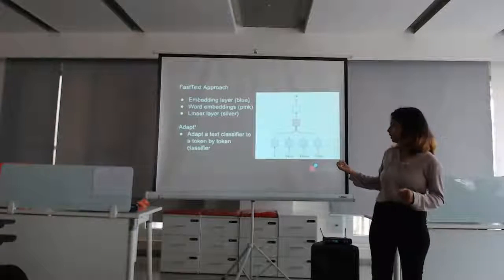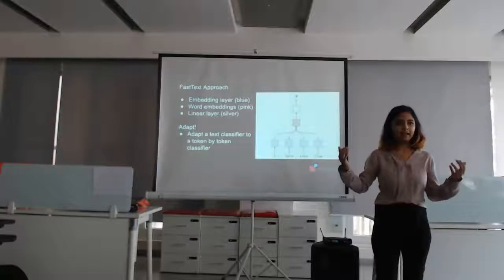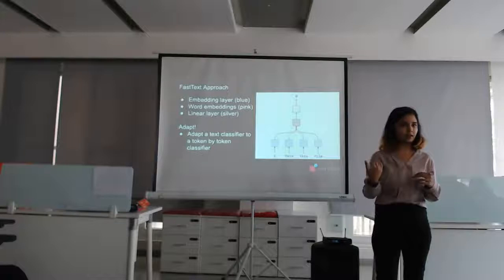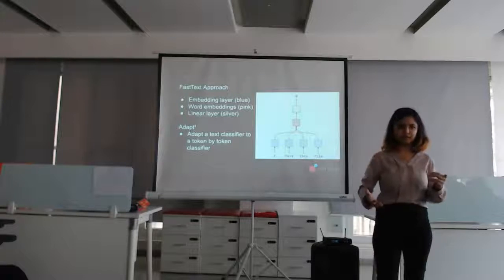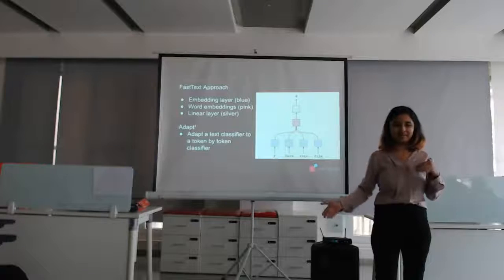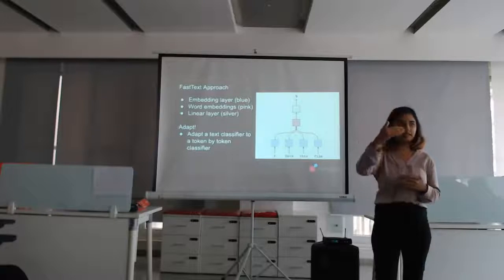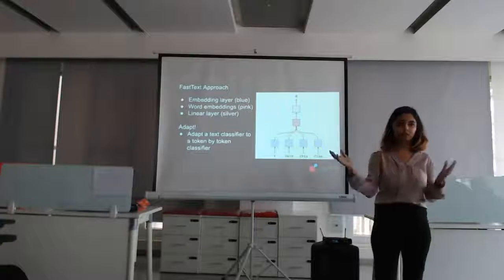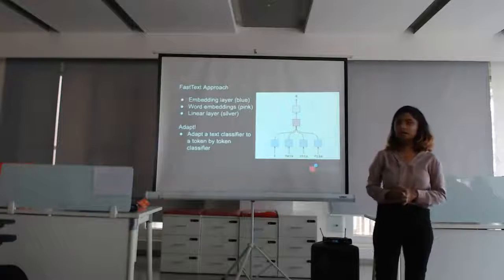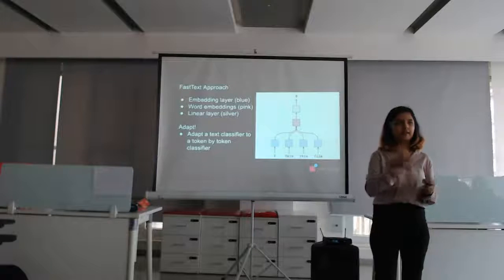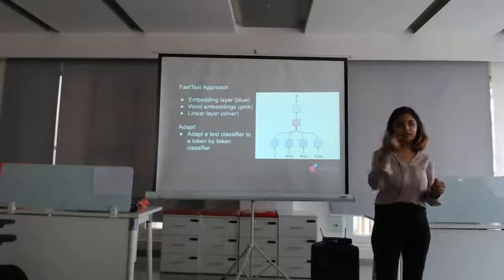This is how fastText works. When you give it a sentence, it loads the word embeddings that are already there on fastText. FastText has pre-trained word embeddings. Then it average pools these word embeddings, and then it uses a linear layer to predict all the classes. In our case, we wanted it to be a tagger to tag a sentence, giving what is a name and what is not a name.